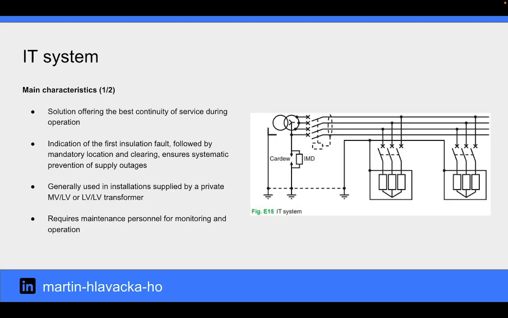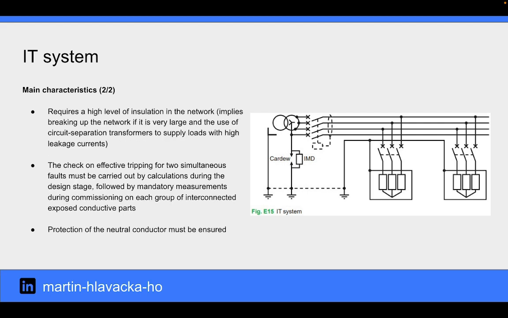The main characteristics of IT systems are: a solution offering the best continuity of service during operation; indication of the first insulation fault, followed by mandatory location and clearing, which ensures systematic prevention of supply outages; generally used in installations supplied by a private MV-LV or LV-LV transformer; and requires maintenance personnel for monitoring and operation. Requires a high level of insulation in the network.